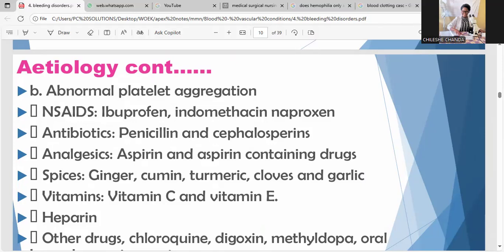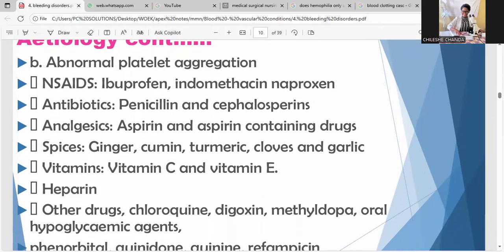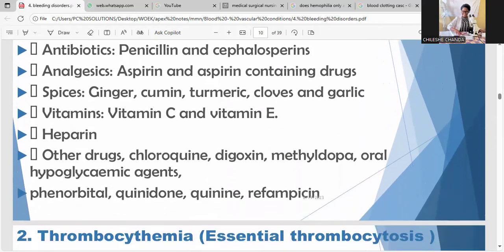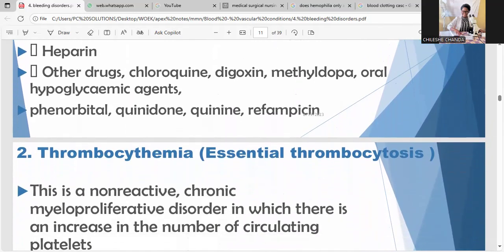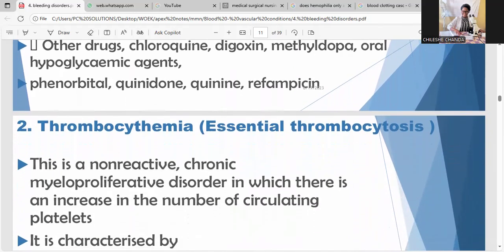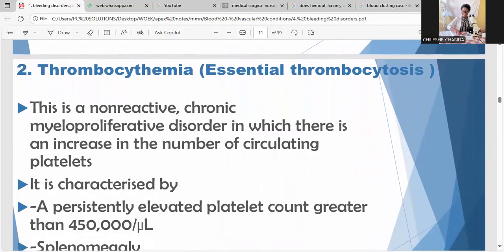Other drugs include vitamins such as vitamin C and E, drugs such as heparin, chloroquine, digoxin, methyldopa, phenobarbital, quinine, rifampicin. All these drugs have side effects against platelet aggregation.